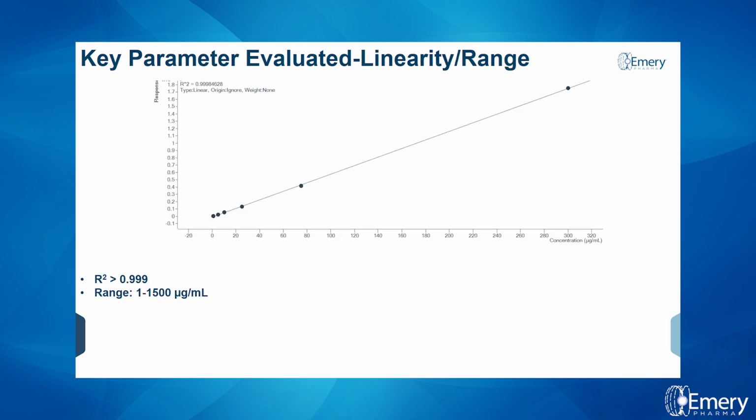Moving on to the linearity and range. For this linearity and range, the calibration curve was created from the drug product, which means that all 6 antibodies were diluted to make that calibration range. For this purpose, we created a range from 1 to 1500 microgram per mil, and for this analysis, we were able to get R-square more than 0.9.